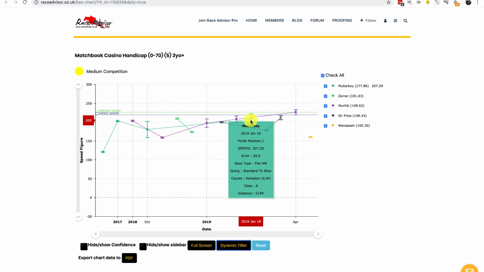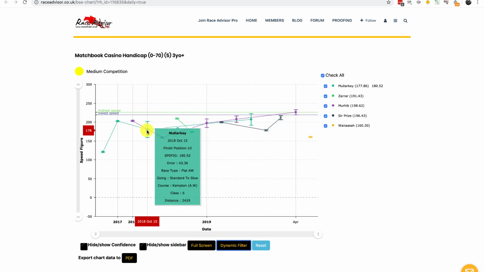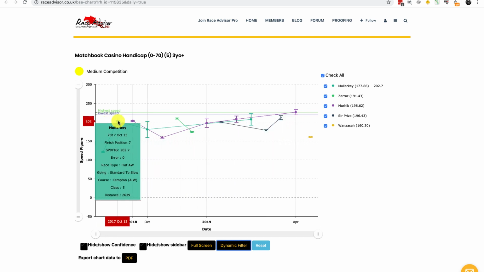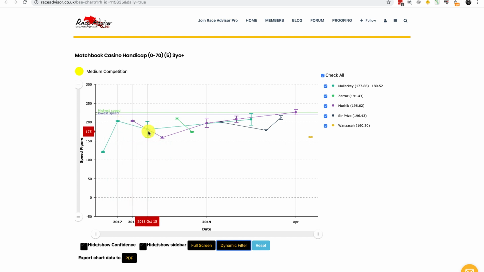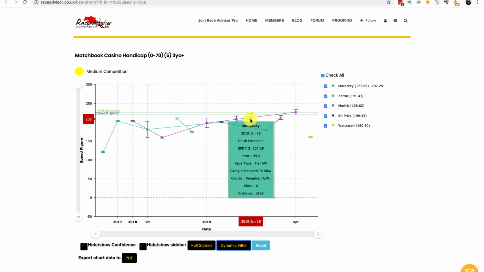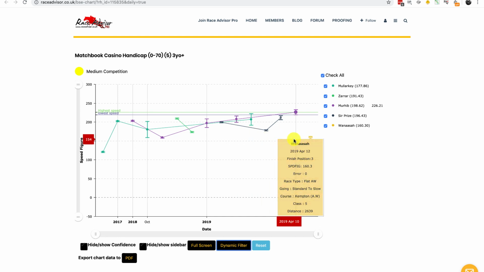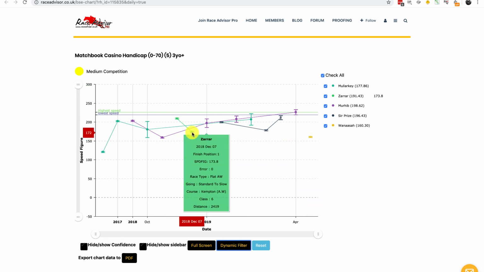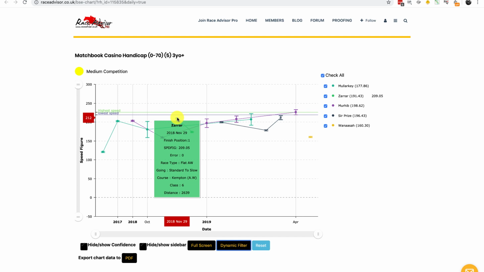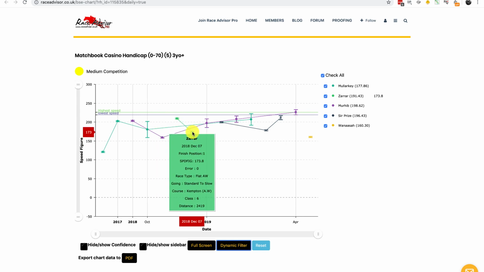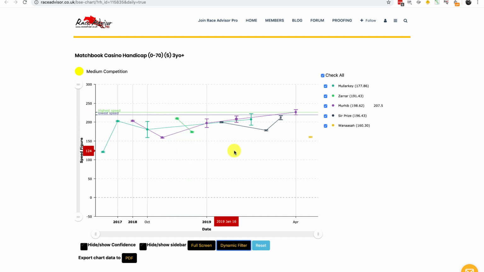Then we can see here Malarkey, again, also looking pretty good. Had a good race back here in 2017. Then nothing really till 2018, and then the last race was January this year with a speed figure of 207. Again, a lower class than Wanasar there. Then we got Zara, who really doesn't look great. Got a good race here in a class 6, and not so good here. And there's a bit of concern there.